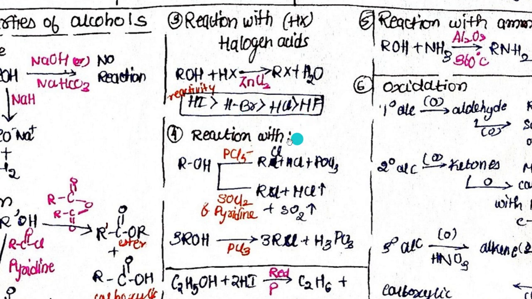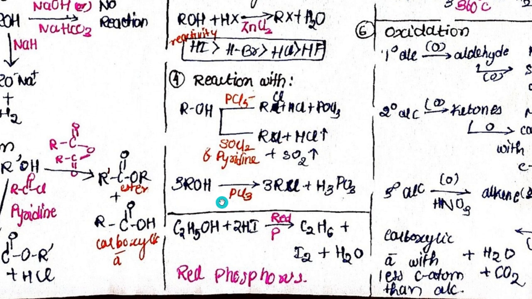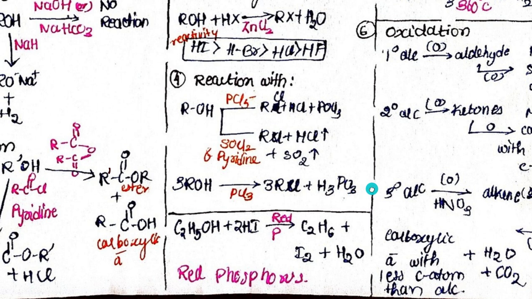Now, reaction with PCl5, SOCl2, and PCl3. ROH on reaction with PCl5 gives RCl plus HCl plus POCl3. For SOCl2, it gives RCl plus HCl plus SO2. This is considered the best one because HCl and SO2 are both gases, so we directly get an alkyl halide. And 3 ROH on reaction with PCl3 gives 3 RCl plus H3PO3.